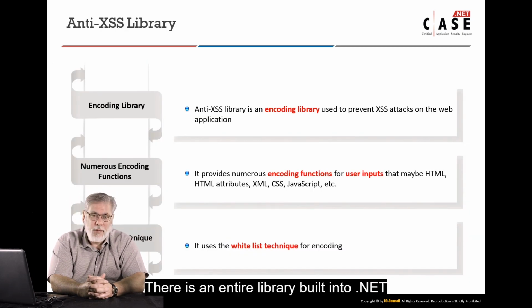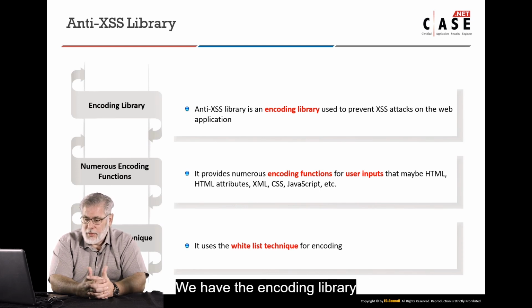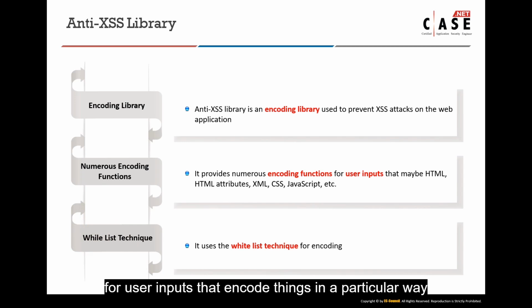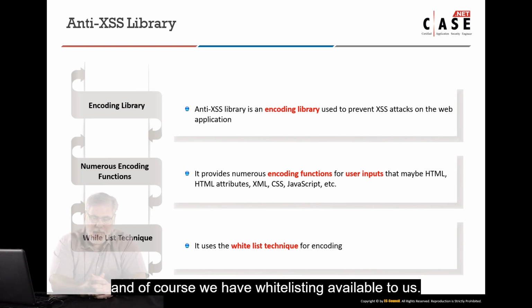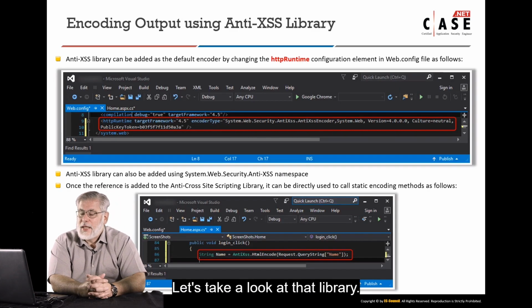There's an entire library built into .NET specifically for combating cross-site scripting. We have the encoding library, which we've been talking about already. You have a variety of encoding functions for user inputs that encode things in a particular way. And of course, we have whitelisting available to us. Let's take a look at that library.